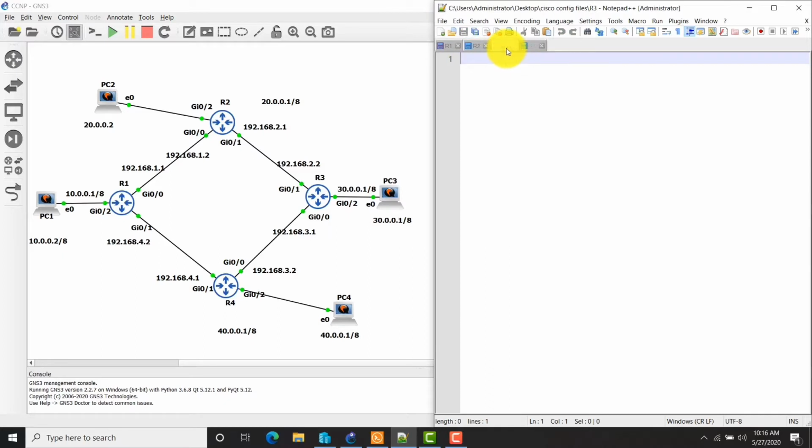So here I have four LAN networks and four point-to-point networks, so a total of eight networks are in my topology. So I can test out the lab with the help of these eight networks.